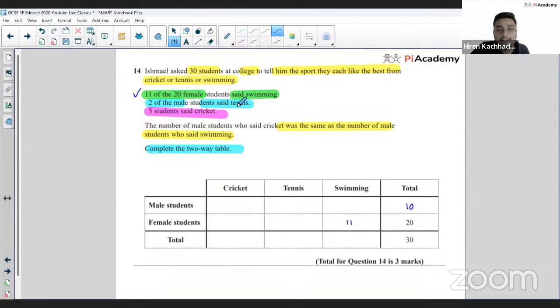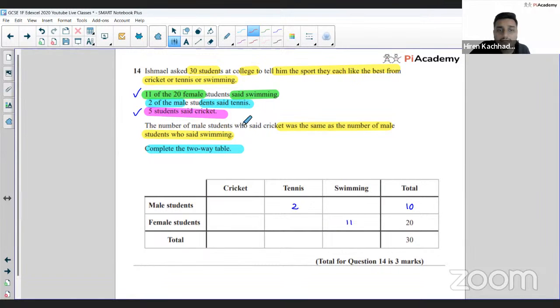2 of the male students said tennis, so 2 is here, fine. Then 5 of the students said cricket. So in total, 5 of the students said cricket. We don't know how many male, how many female. So no worries right now. Let's do the next line.